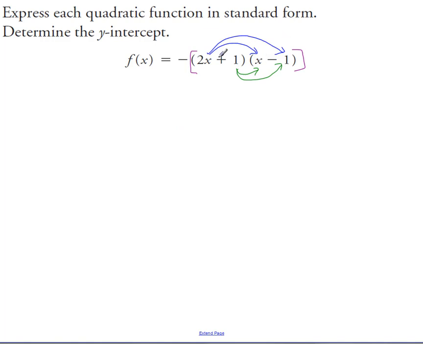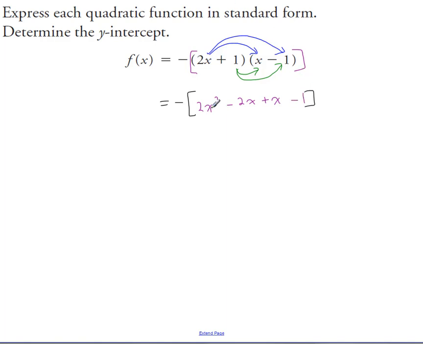So I gotta do my FOIL, right? First, outside, inside, last. Multiply everything in the first bracket by everything in the second bracket. So let's see what we end up with. We're going to keep that negative there. We're going to keep these big square brackets, and we'll say, okay, 2x times x is 2x squared. 2x times -1 is minus 2x. 1 times x is just x. And 1 times -1 is -1.